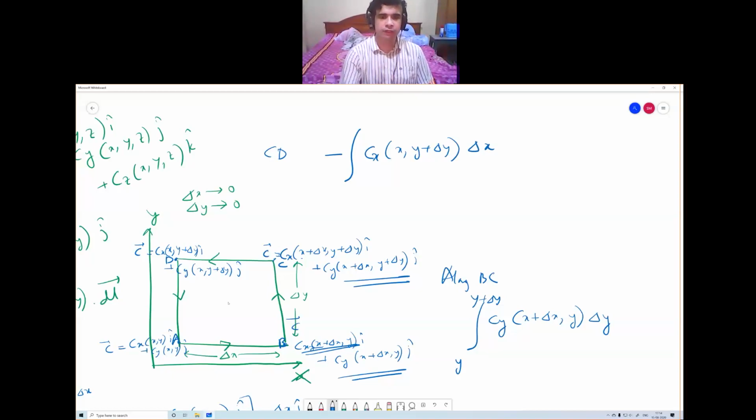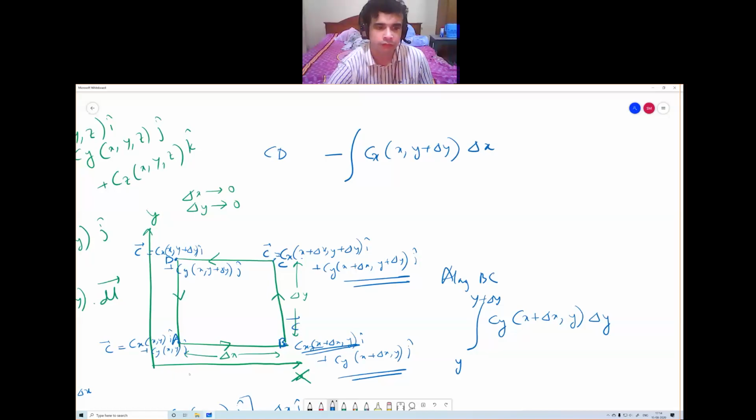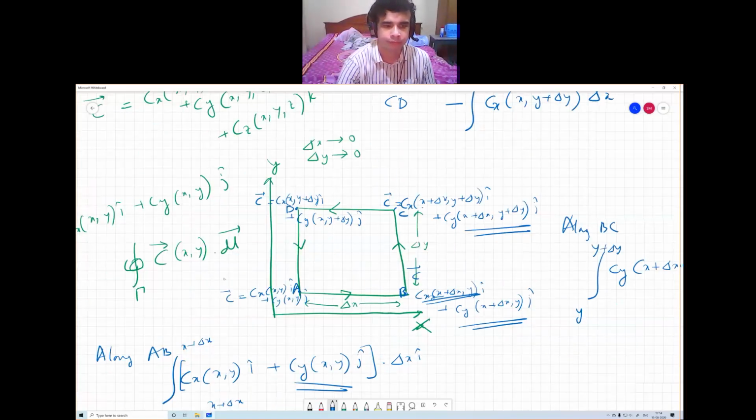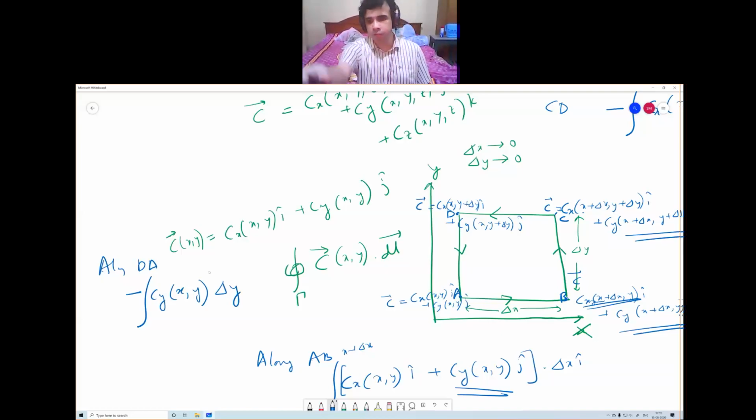Why minus? Because see the arrows, the direction of delta x is now towards minus i, not plus i. Similarly, along DA, it will be Cy x y delta y, negative of this, because once again the integration direction is towards the minus y.